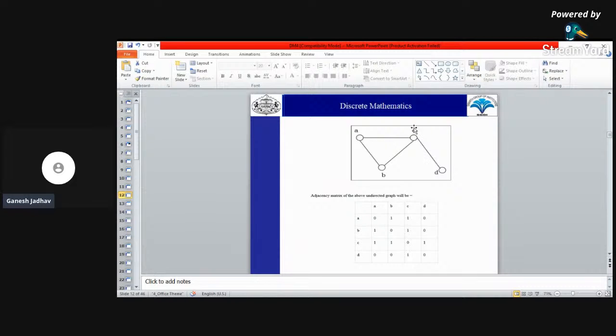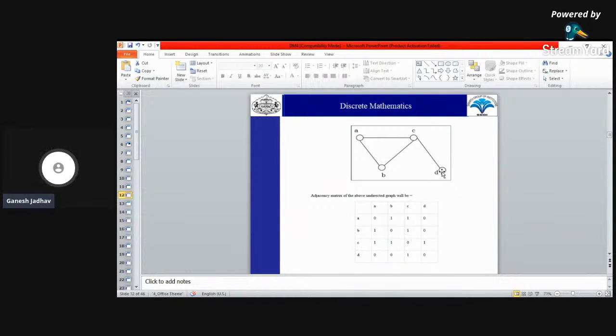For C also, go to your C node. Any connection between A and C? Yes, there is one connection, so write 1. Any connection between C and B? Yes, there is a connection between C and B, so you can write 1 here. Any connection with C itself? No connection with itself, so write 0. And any connection with D? Yes, one connection with D, so you can write 1 here.